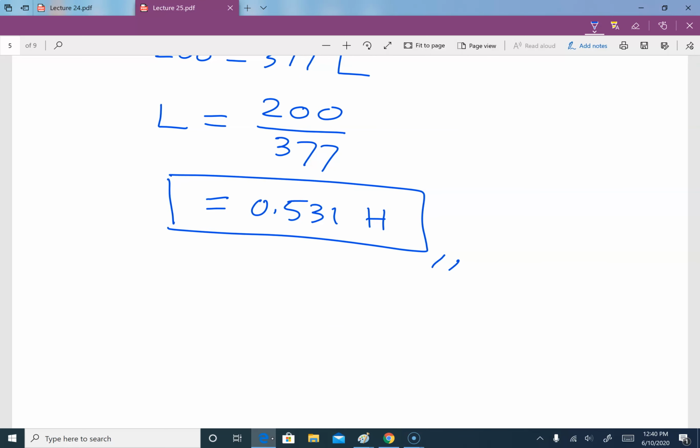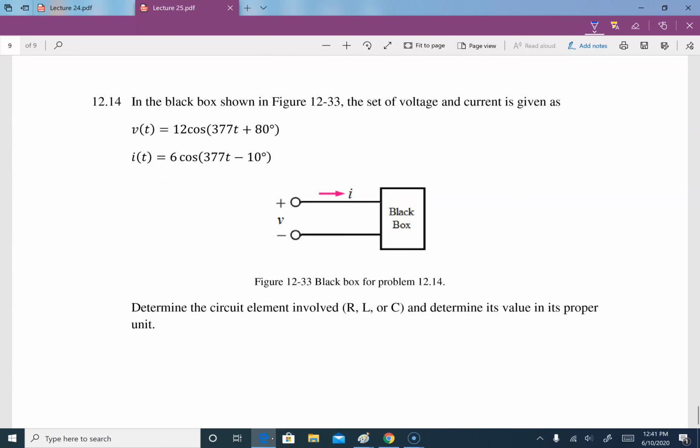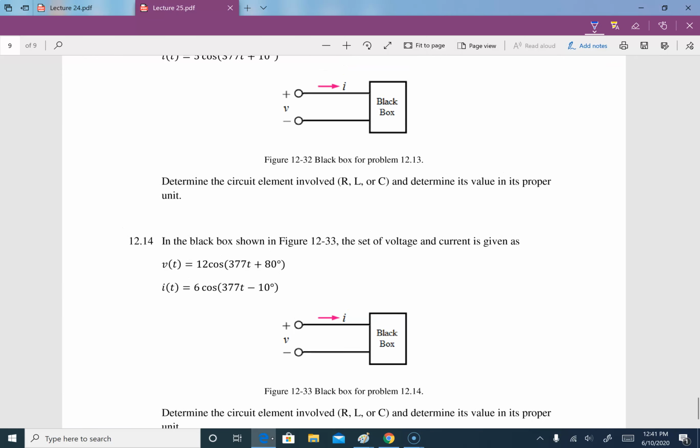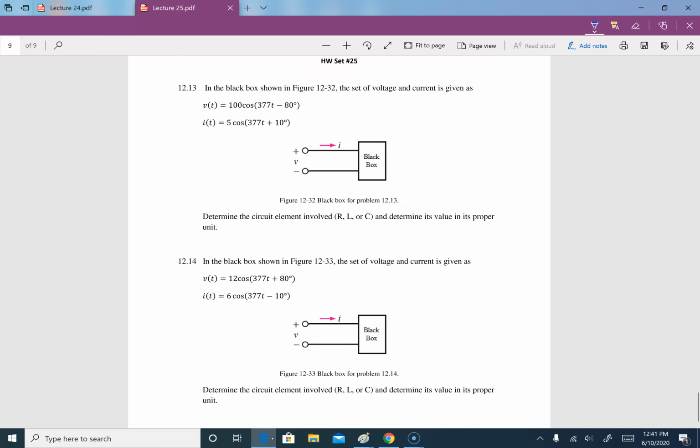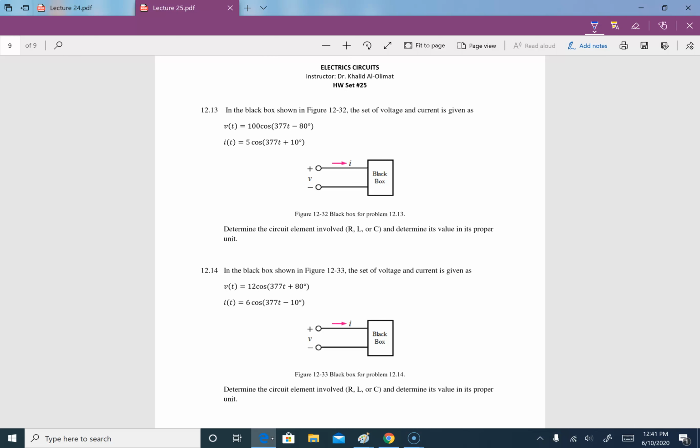By this, our lecture 25 is complete, and this is your homework for this lecture. We have 2 problems with black boxes, and you need to find the elements involved.